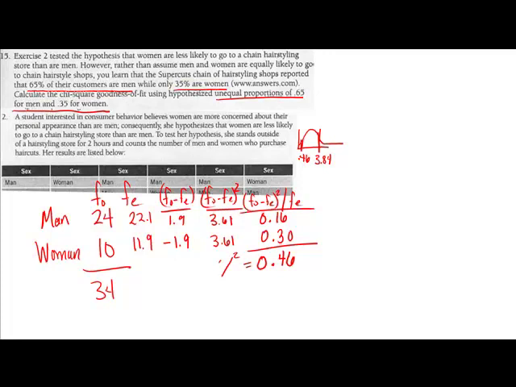So what does that mean? Well, we got a chi-square that basically says that what we observed is not different from what we had expected. So the number of men and women shopping at a chain or getting their haircut at a chain store in this sample is not significantly different from the expected 65-35% split. All right.